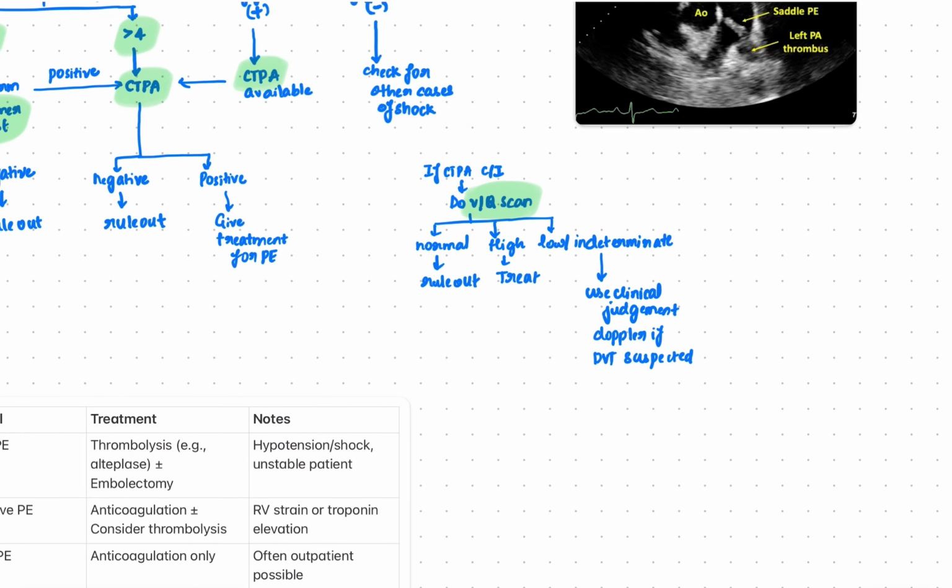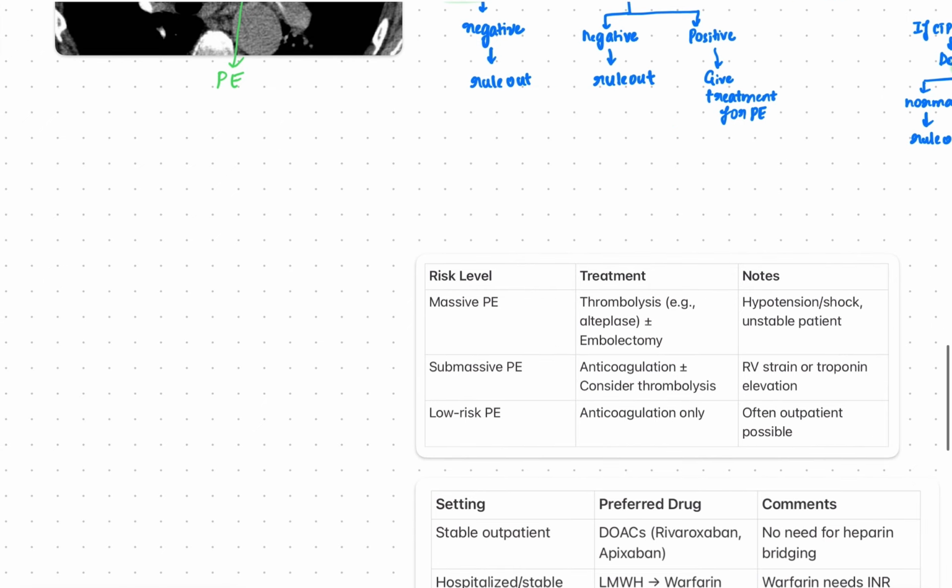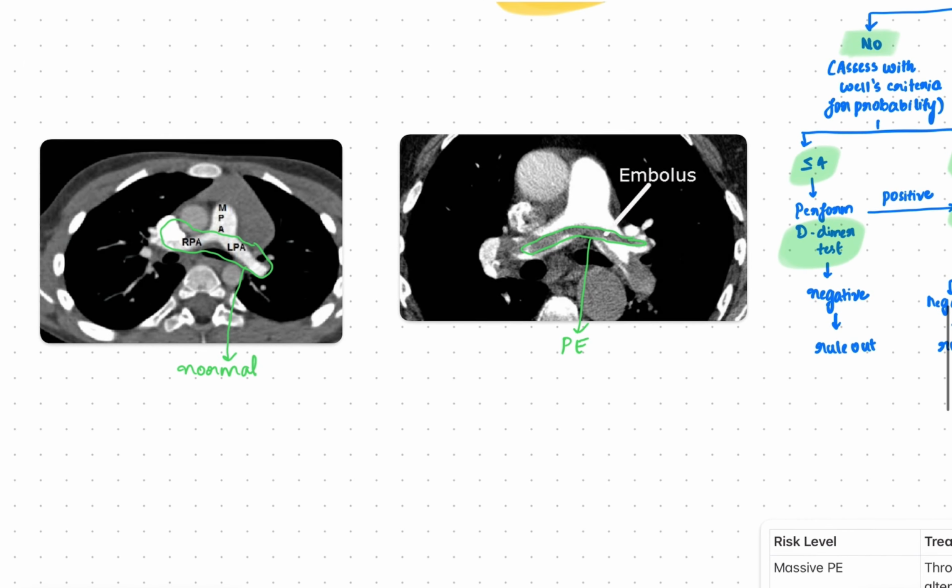So if CT pulmonary angiography is contraindicated, like in pregnancy or any allergies where we cannot give the dye, then we have to perform a ventilation perfusion scan. Here if it is normal, we can rule out pulmonary embolism. If it is high, we have to treat the pulmonary embolism. If it is low or indeterminate, we have to use clinical judgment, or we can perform Doppler if DVT is suspected. So this is CT pulmonary angiography, which shows a normal pulmonary artery trunk, and the right side is showing pulmonary embolism where we can see the embolism. So the dye is not being diffused because of this embolism.